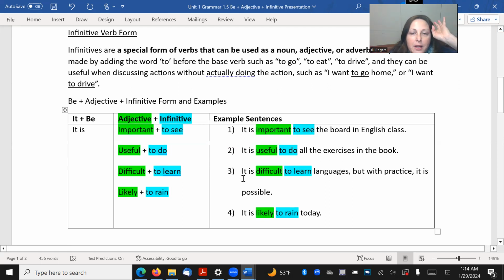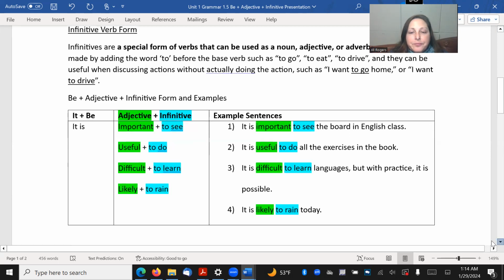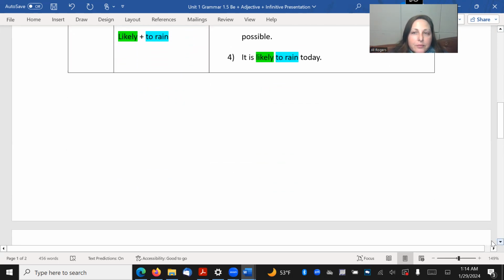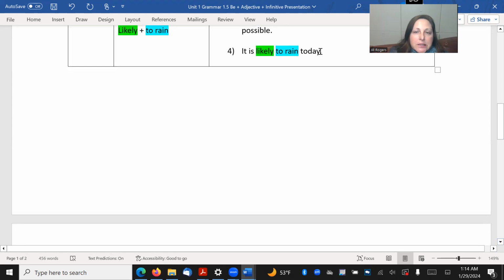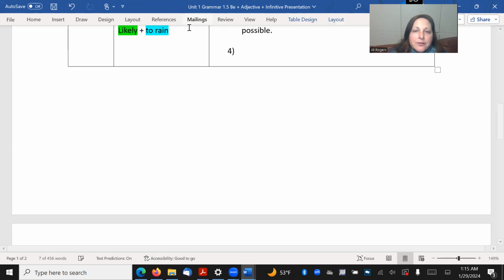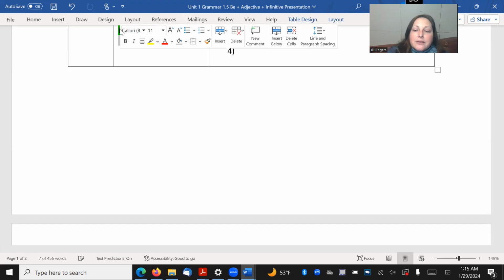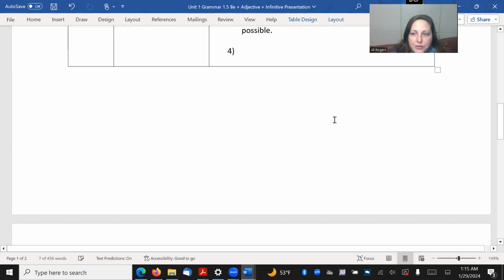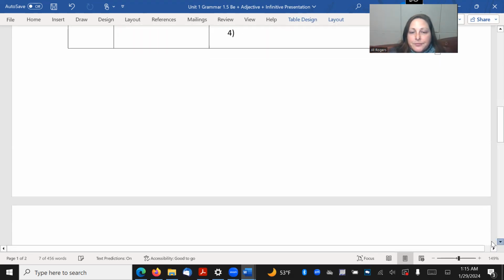Next example. It is difficult to learn languages, but with practice, it is possible. It is likely to rain. So this word likely, it is likely to rain today. Is that an adjective? That's an adverb. That was in the book. That's wrong. Sorry. I need to double check even the books. That's not right. Different type of word. Scratch that out.